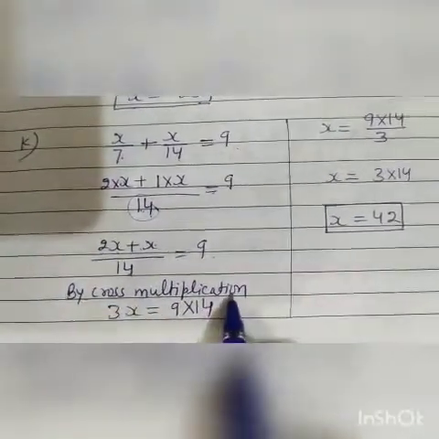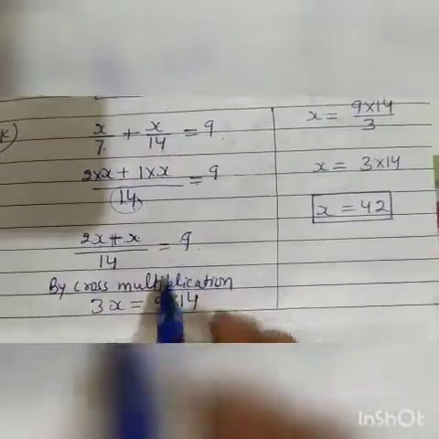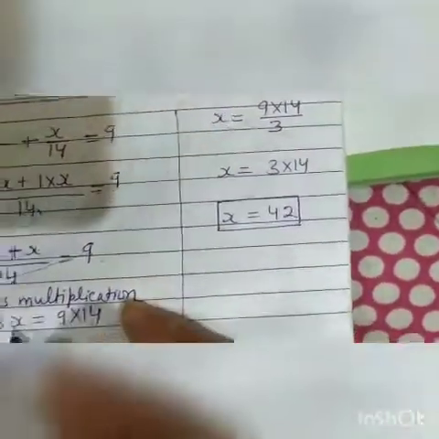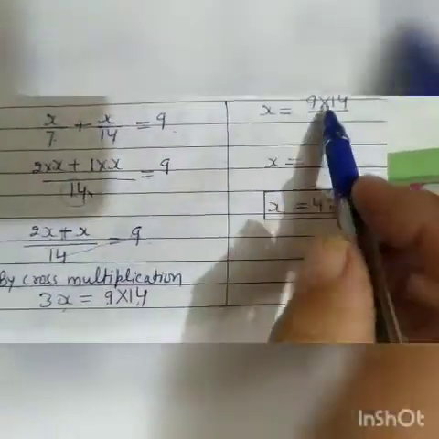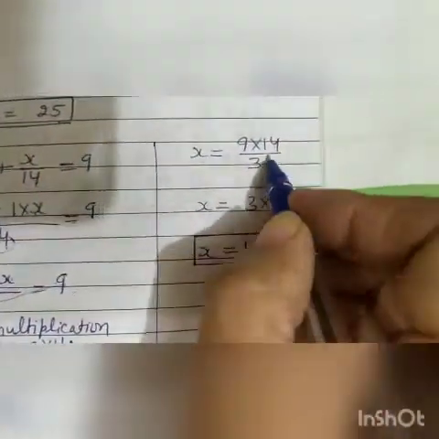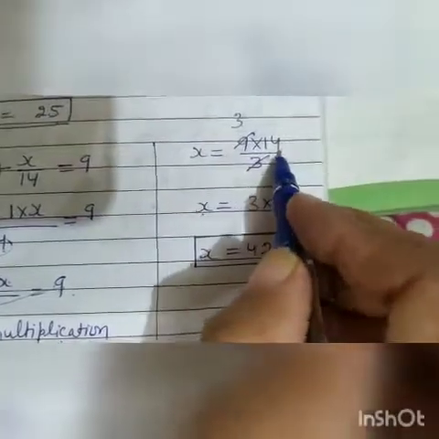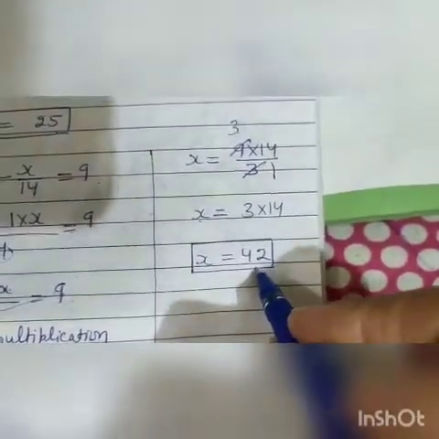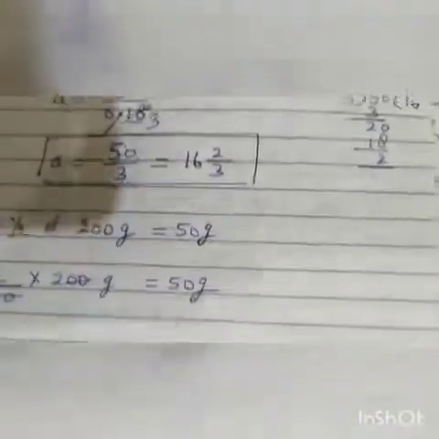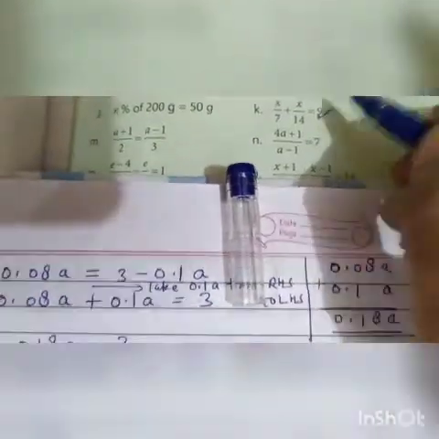Now by cross multiplication 2x plus x 3x equal 9 multiply by this 14. This x is equal 9 multiply 14 upon this 3. So 3 1 is 3, 3 3 is 9. X is equal 3 multiply 14. X is equal 42. So students, we completed up to part K of question number 4.